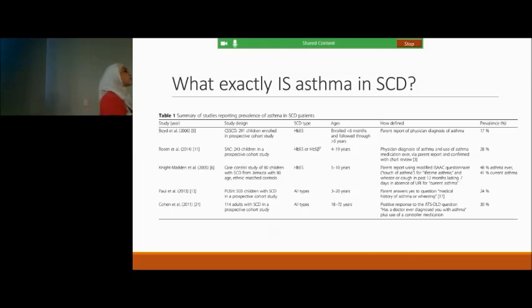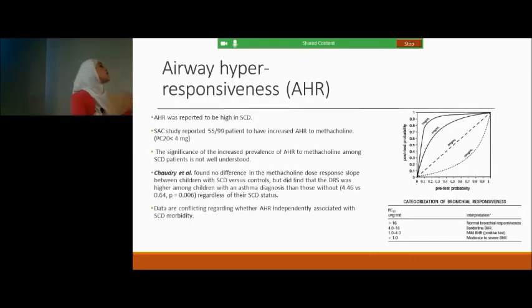So now let's talk a little bit about asthma. As you all know, what is asthma? Asthma, you have some respiratory symptoms of coughing and wheezing that is triggered by whatever the antigen or trigger, and it causes airway hyperresponsiveness. Then you take the bronchodilator and you get better, right?